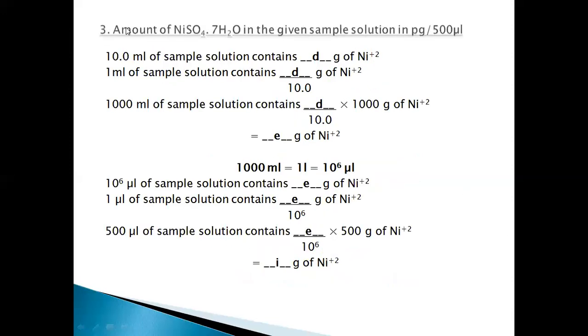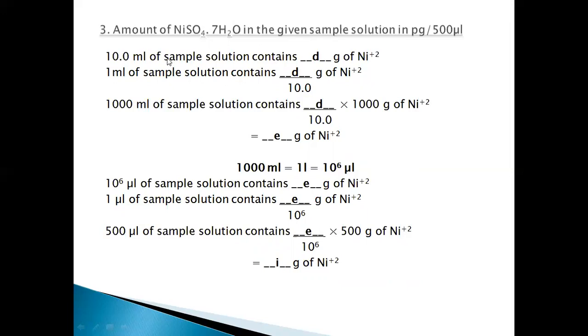The last objective is to calculate the amount of nickel sulfate heptahydrate in the given sample solution in picogram. Pg is actually picogram per 500 microliter. With the help of this objective, we will learn how we can convert gram into picogram, how we can convert milliliter into microliter, and how we can find out the amount of nickel sulfate heptahydrate by using the amount of nickel.